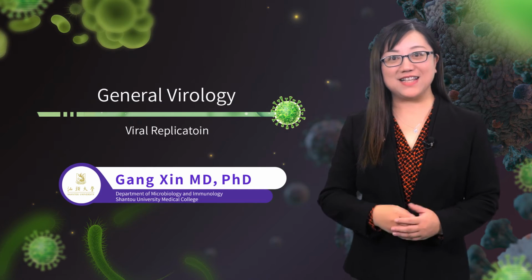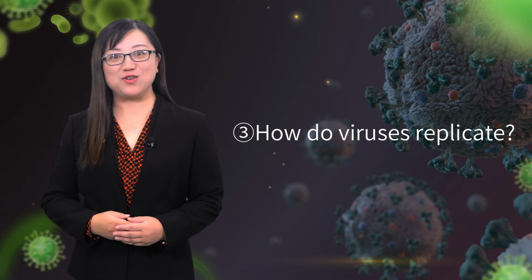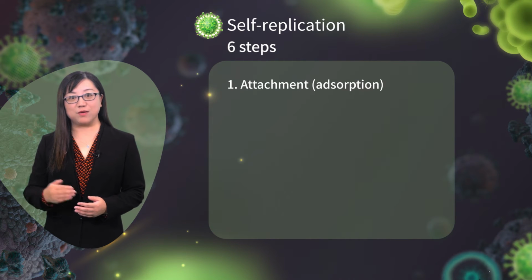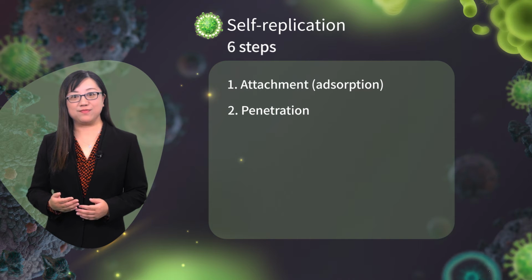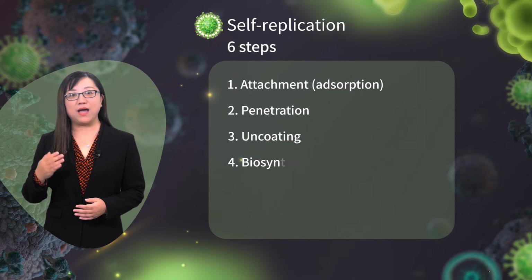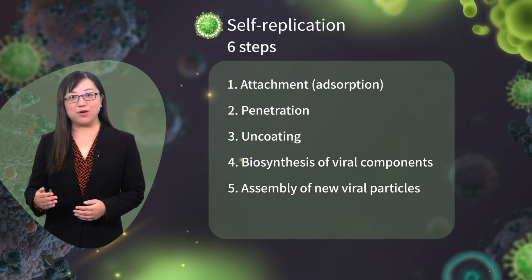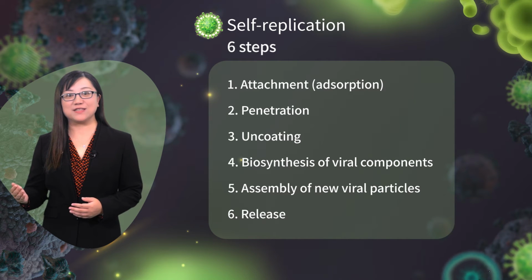Welcome back. Let's continue. How do viruses replicate? Did you answer correctly? The major steps in viral replication are the same for all viruses. A single round of the viral replication cycle can be separated into several steps. These are attachment, absorption, penetration, uncoating, biosynthesis of viral components, assembly of new viral particles, release.